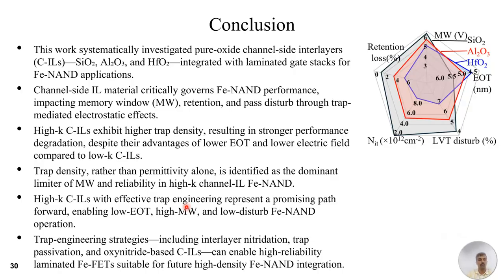Fe NAND operation. So future directions to enable high K CIL with low trap include interlayer nitridation to passivate the trap, or using oxynitride based CIL material, which can enable low EOT with high K CIL, and it can also enable low trap to enable high memory window and high reliability for Fe NAND application.